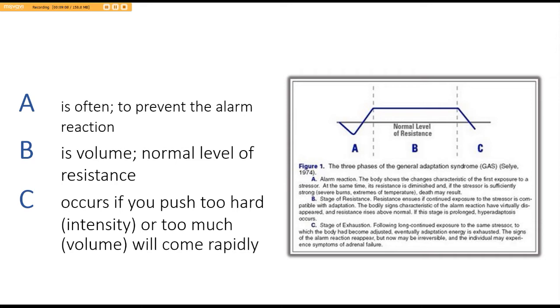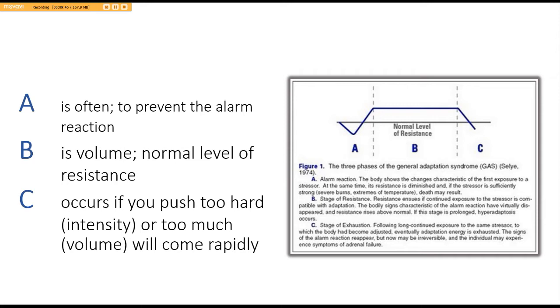So you want to be training at a volume target that's normal for yourself. If it's 8 hours a week, 6 hours a week, once you hit that target, you're going to be able to spend more time in that B phase. C occurs if you push too hard in intensity or too much volume, and that will come rapidly. So a drop-off in fitness. So understand, by training often, you will overcome that initial alarm reaction phase every time you enter a stressful training environment.